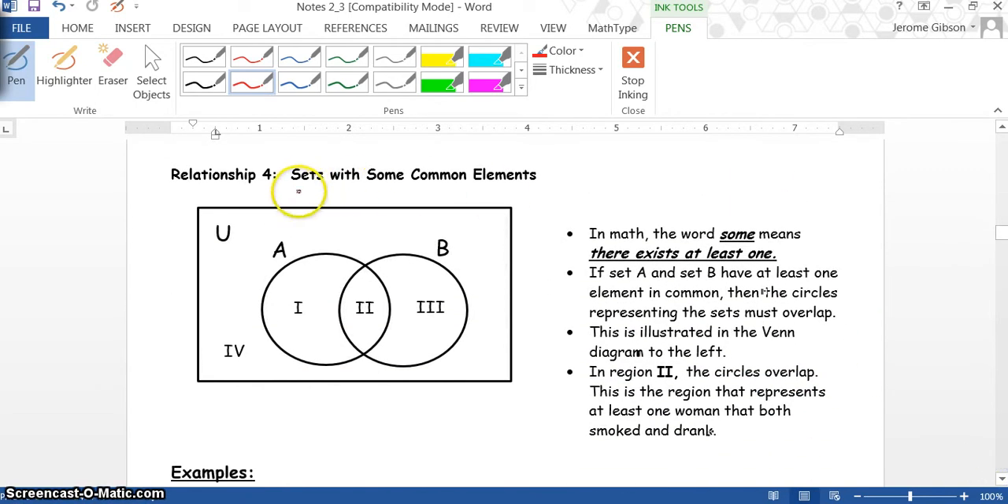Now we come to relationship 4, sets with some common elements. In math, the word some means there exists at least one. If set A and set B have at least one element in common, then the circles representing the sets must overlap, as shown here with region 2. This is illustrated in the Venn diagram to the left. In region 2, the circles overlap. This is the region that represents at least one woman that both smoke and drink.